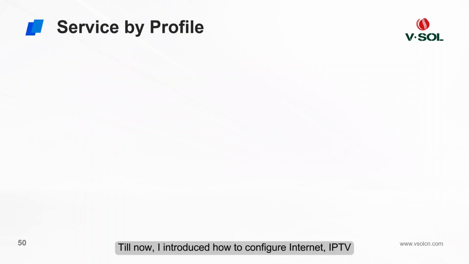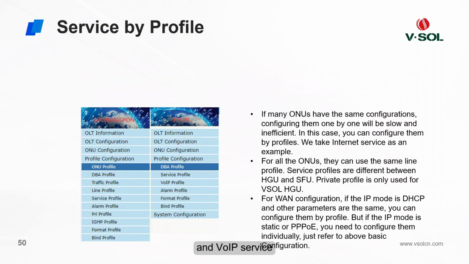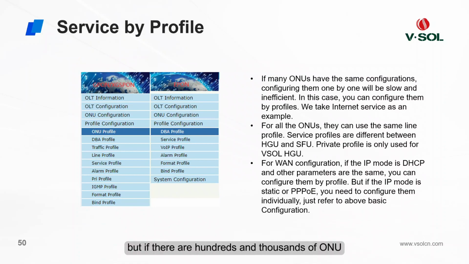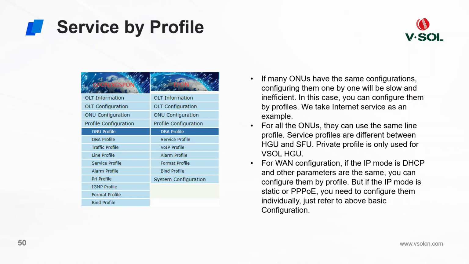Till now, I introduced how to configure Internet, IPTV, and VoIP service. But if there are hundreds and thousands of ONU, do we still need to configure them one by one? No, you don't. If many ONUs have the same configurations, in order to improve efficiency, you can configure them by profiles. We take Internet service as an example.